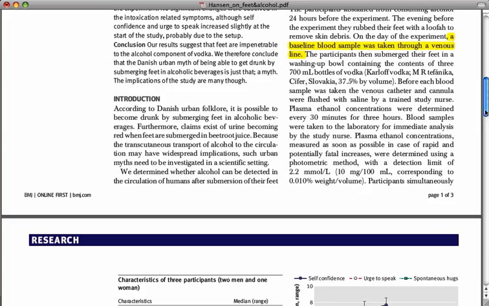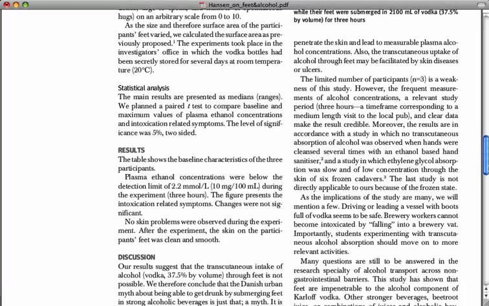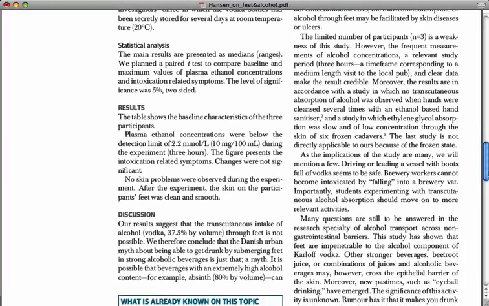Likewise, if we look down to the results section, here the authors report the results, but in a way that makes the researchers themselves almost invisible. For example, it says here, no skin problems were observed during the experiment. Another passive sentence construction.